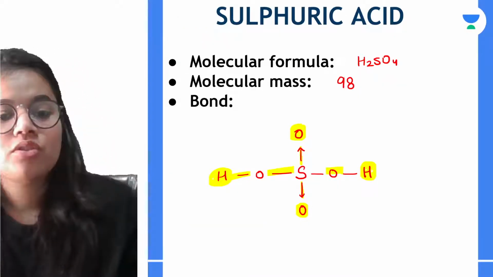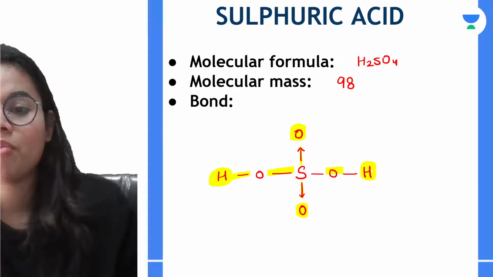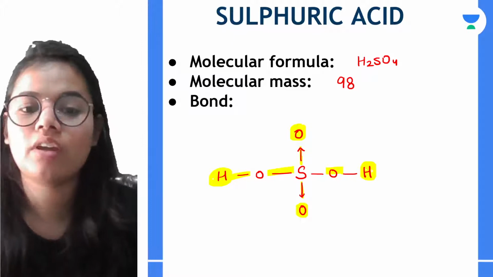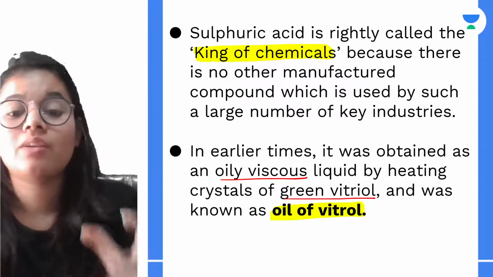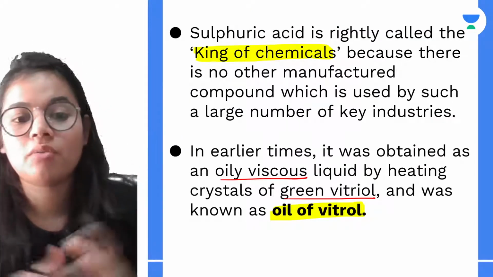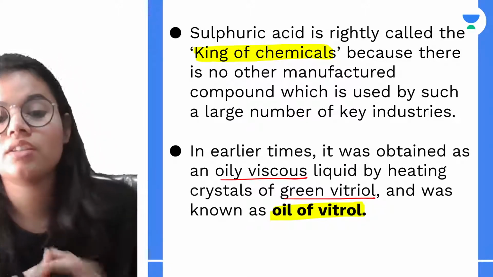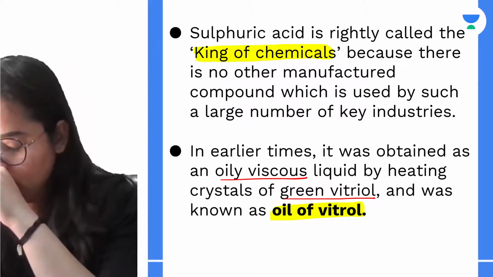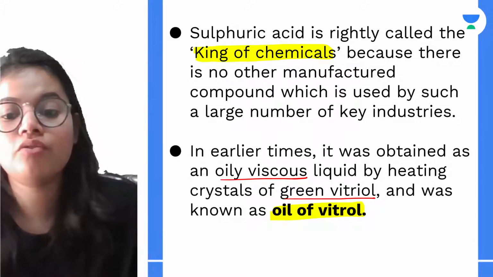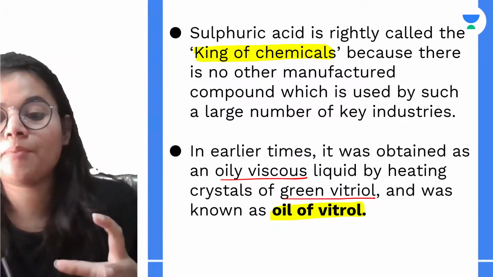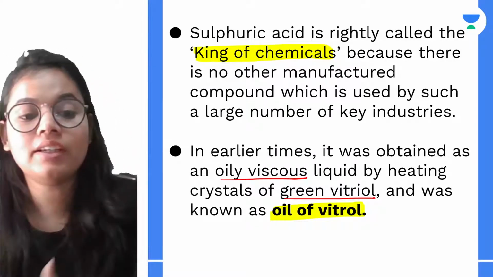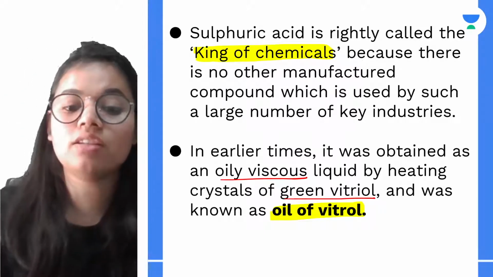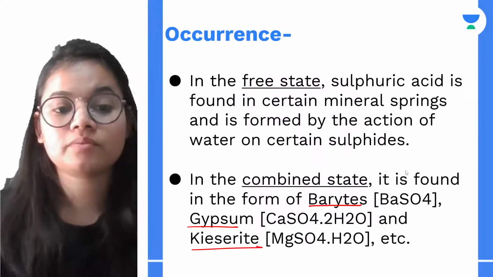So we were studying about sulfuric acid having the molecular formula of H2SO4 and molecular mass of 98 atomic mass unit. Sulfuric acid is known as the king of chemicals because there are a large number of compounds which use this sulfuric acid. It is also known as oil of vitriol. In earlier times we used to get it by heating the crystals of green vitriol, and that is why it is also known as oil of vitriol.